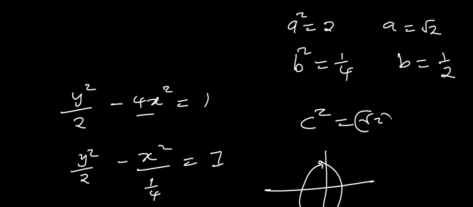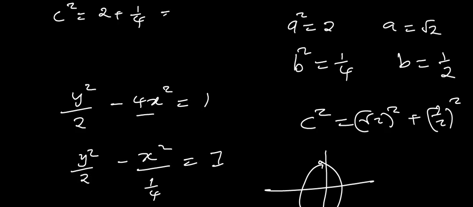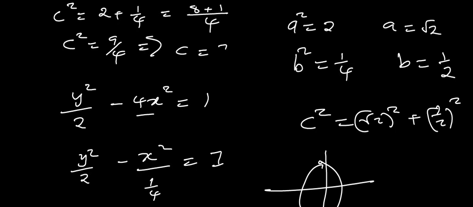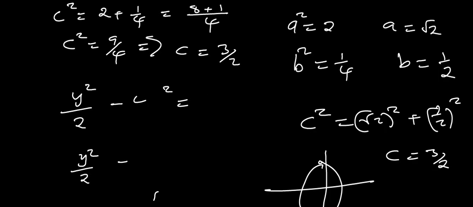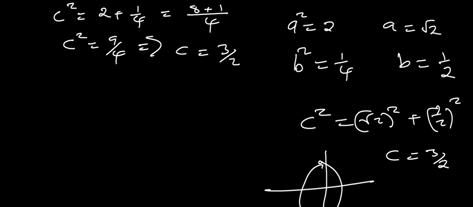Our c is what? A squared, root 2 squared, plus 1 over 2 squared. That's going to give us 2 plus 1 over 4. So c squared is equal to 2 plus 1 over 4. That's going to give us 8 over 4, then plus 1, that will be 9. C squared is 9 over 4, which is the same as c is 3 over 2. You can write the rest of the information because I gave you the formulas already. You know your a, your b, and your c, so you now just replace in the things that have to do with your foci.